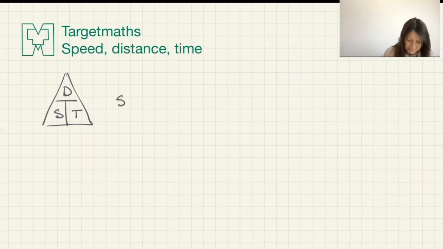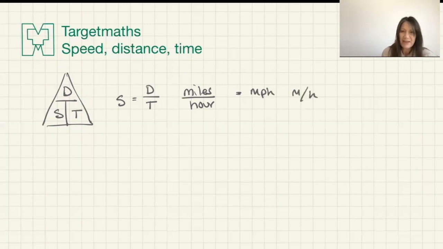speed is found by doing distance divided by time. Okay, distance divided by time. That's what the triangle is trying to tell us. Okay, now if we think about distance, distance could be given in miles, time could be given in hours. And now think about your units for speed. They are miles per hour. So it's all connected, it's all linked, and I hope you can kind of see those links.